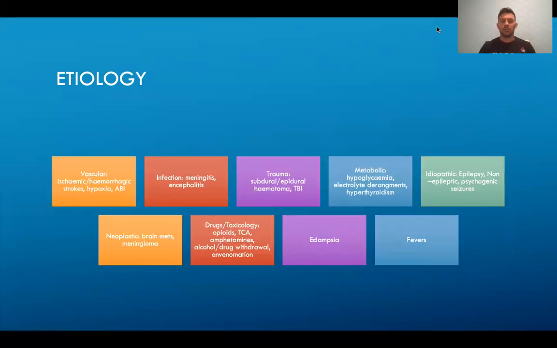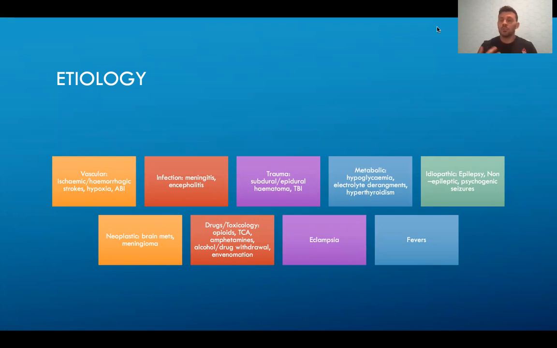So the causes or the etiology. So these are the common ones that we will generally be faced with. So starting off, we've got our vascular causes, so our ischemic and your hemorrhagic strokes. We also see the hypoxic strokes. They're not uncommon, and you will see them a lot in the patient that is just about to arrest. And of course, we have our ABIs due to whether it be a chronic ischemic area or vascular malformations due to the underlying cause. Infection, so we've got the common one being meningitis and encephalitis as well.